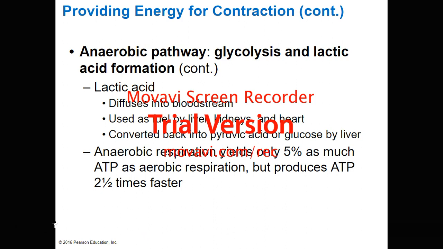So this is just showing you the anaerobic pathway. So remember, glucose enters a cell. Glucose gets broken down through glycolysis to pyruvate, okay? And it generates 2 ATP. Normally, this pyruvate would go into the mitochondria if oxygen is present. But when oxygen is not present, pyruvate becomes the electron acceptor, and it gets transformed into lactic acid. And then that lactic acid gets released into the bloodstream.